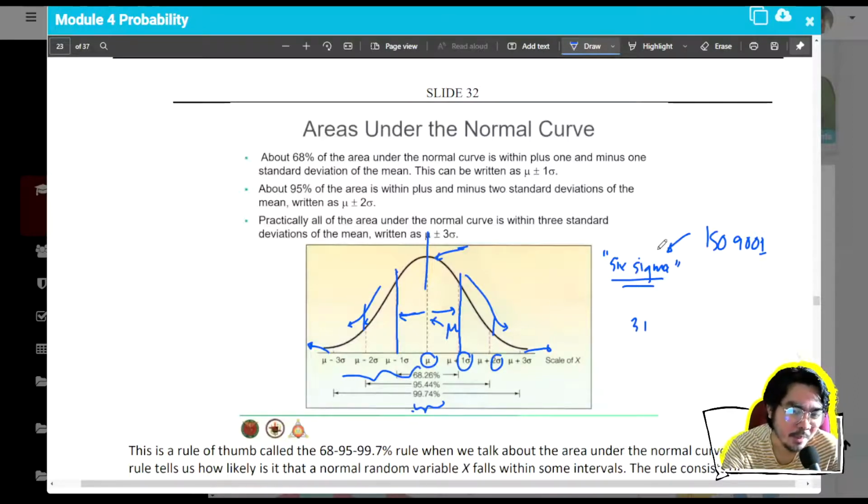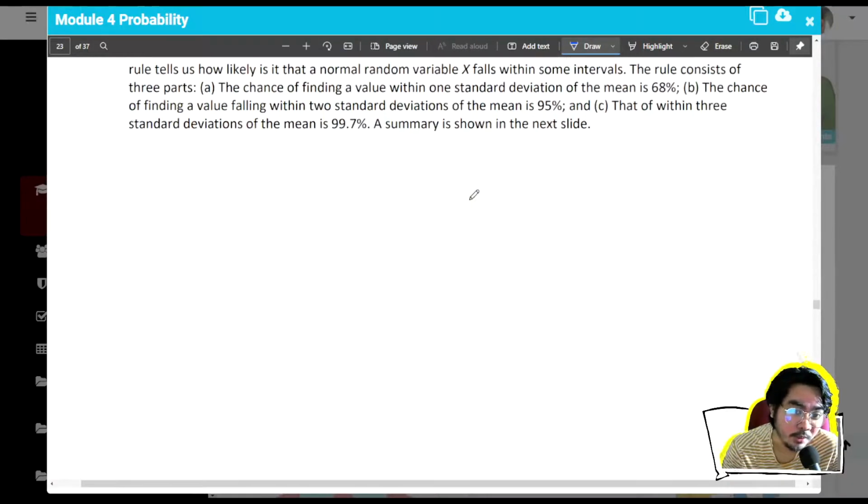So parang sinasabi mo na 99.74 is a very high number, no? So parang sinasabi mo na lahat ng variations na pwedeng maka-affect sa process ko, I have already taken into consideration. That is what it means to be a Six Sigma process, no? Okay? So yun yung basis niyan, no? Yung Six Sigma is based on the normal curve.